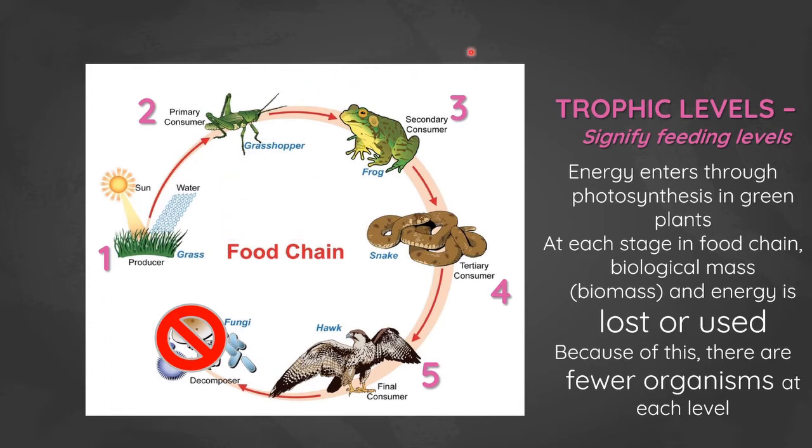You may have herbivores, carnivores, or omnivores in the food chain. Herbivores feed only on plants, carnivores feed only on animals, and omnivores feed on plants and animals. Please note that decomposers do not form food chains, and I'll explain later on.